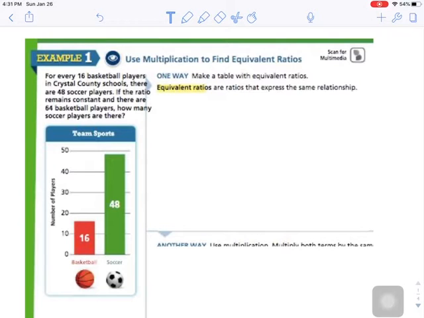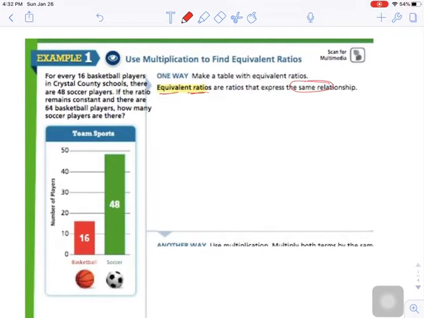Okay, so today we're going to be talking about lesson 5.2, which is all about equivalent ratios and how we can use multiplication and division to find equivalent ratios. So first, let's talk about what an equivalent ratio is. Equivalent ratios are ratios that express the same relationship. So they're equal, they have the same relationship or same pattern. So those are equivalent ratios.